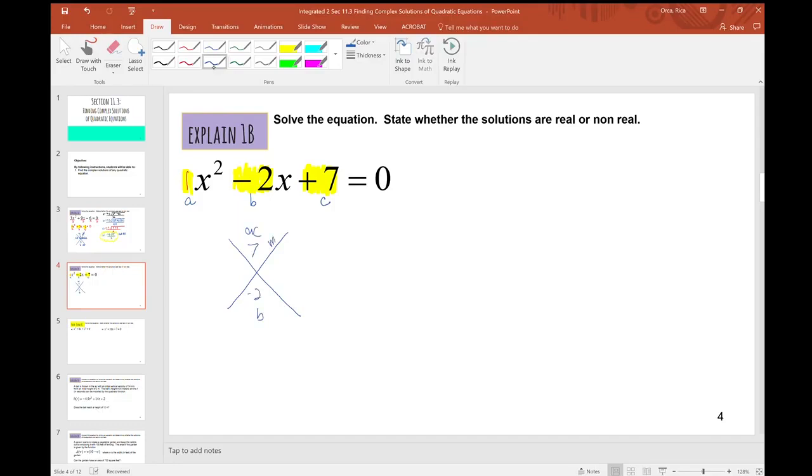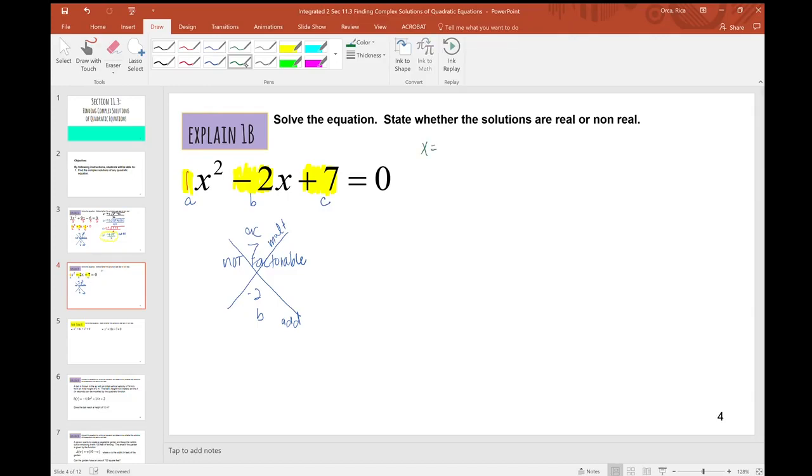Okay, class, can you think of two numbers that will multiply to 7 but will add up to negative 2? Well, the factors of 7 are 1 times 7. 1 times 7 is 7, but if you add them, 1 plus 7 is 8, not negative 2. Another pair would be negative 1 and negative 7. Negative 1 times negative 7 is positive 7, but if you add those together, you end up with negative 8, not negative 2. That being said, x squared minus 2x plus 7 is not factorable. As a result, we are going to have to solve this equation by using the quadratic formula.